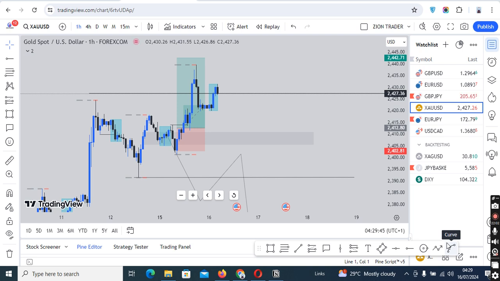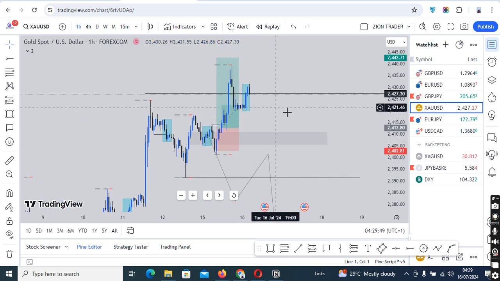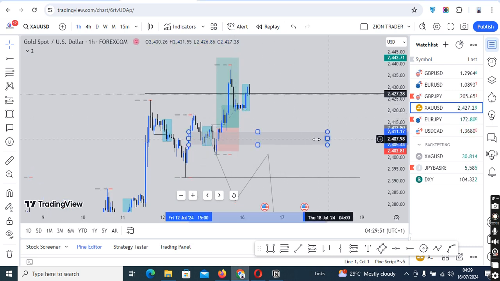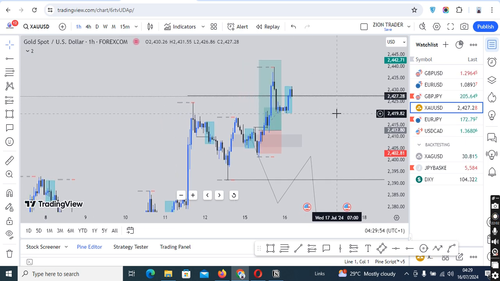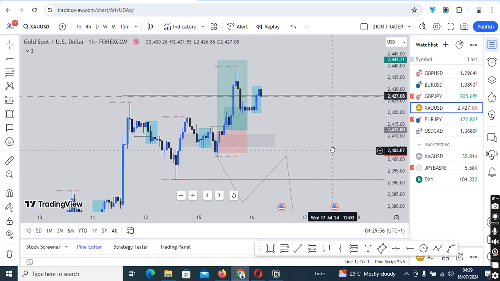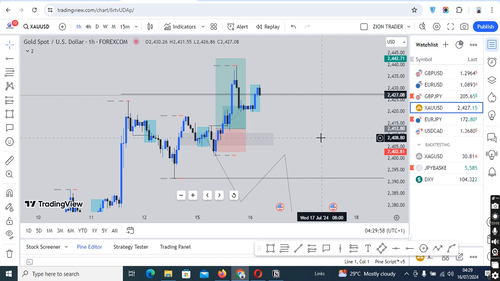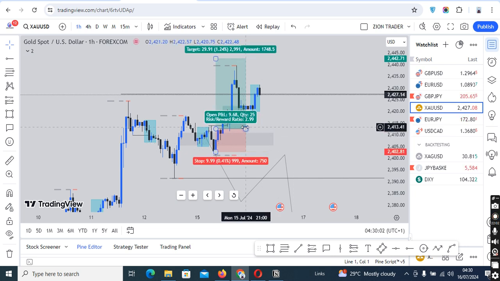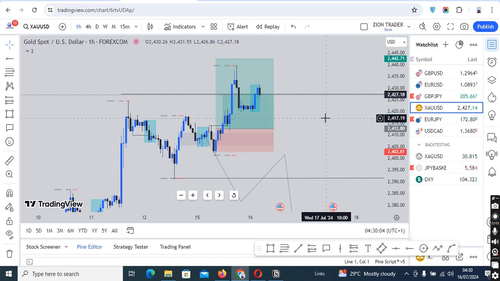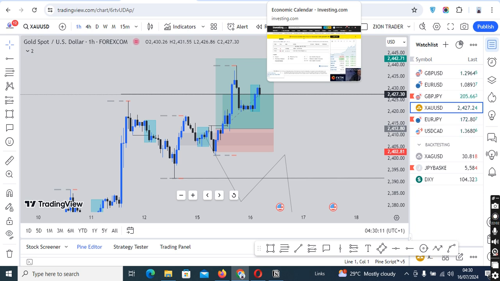I journal my trades, and I try as much as possible to share my directional bias on a daily basis, guys. So join me today as I show you my directional bias for Tuesday 16th July 2024. Alright guys, without wasting much of our time, let's quickly get into the video.